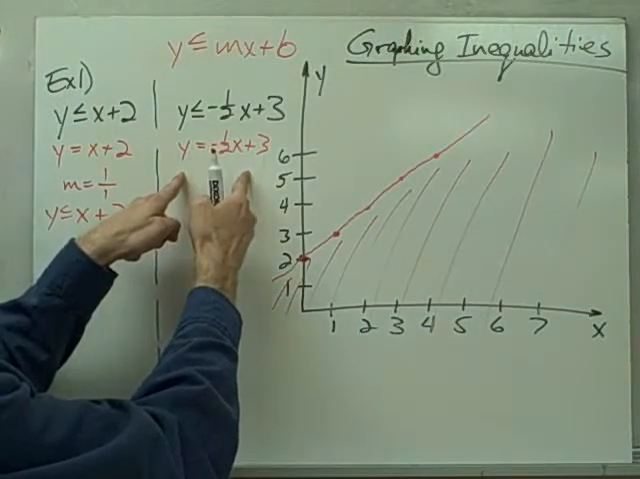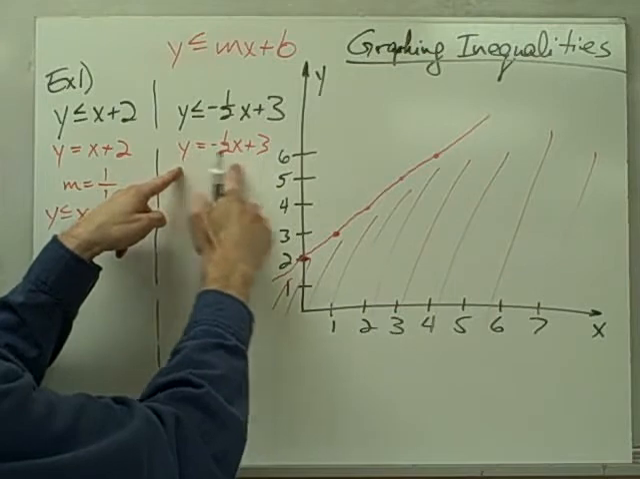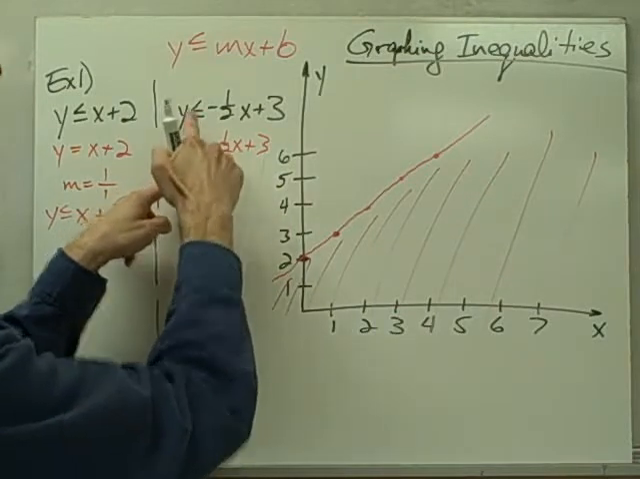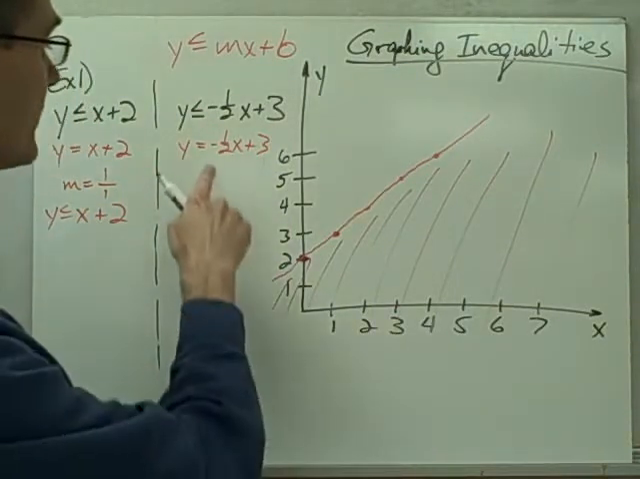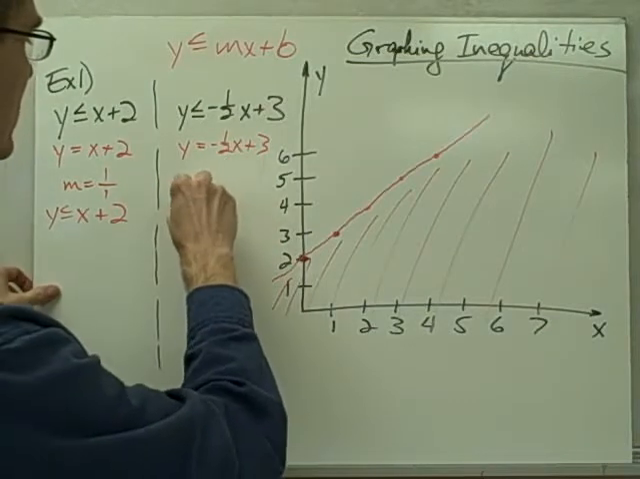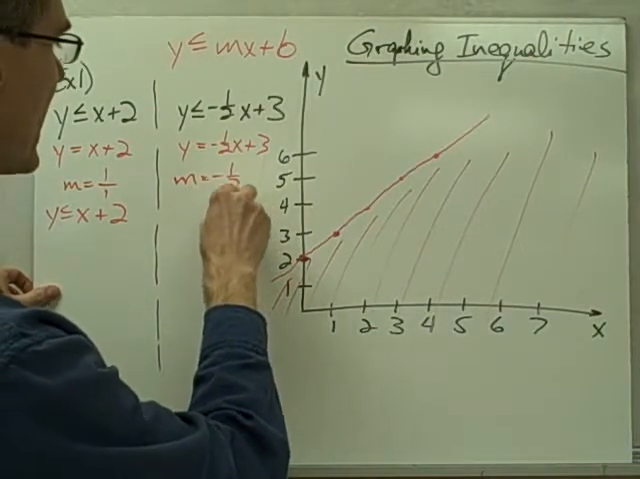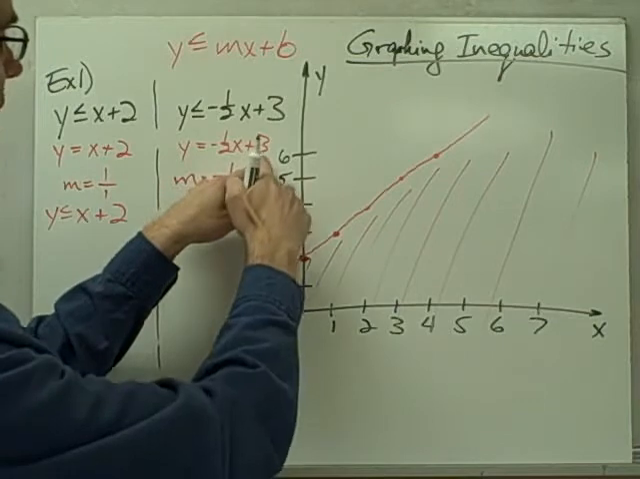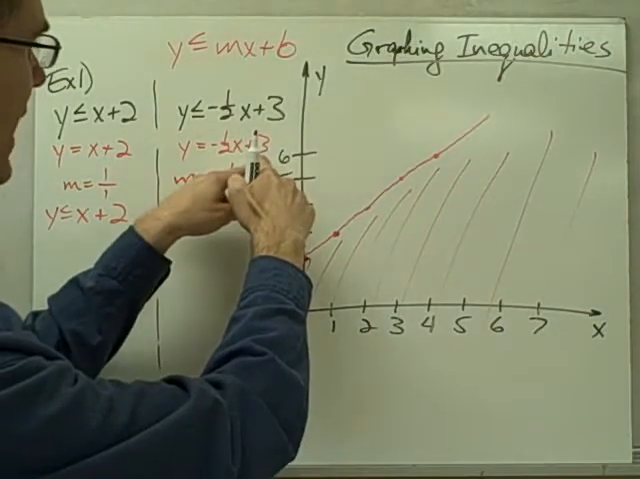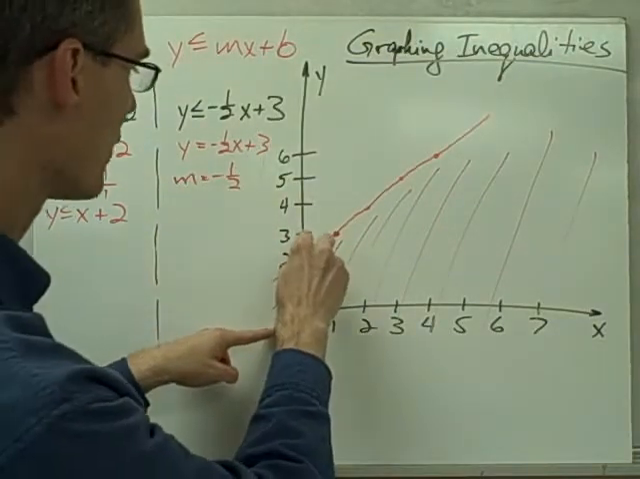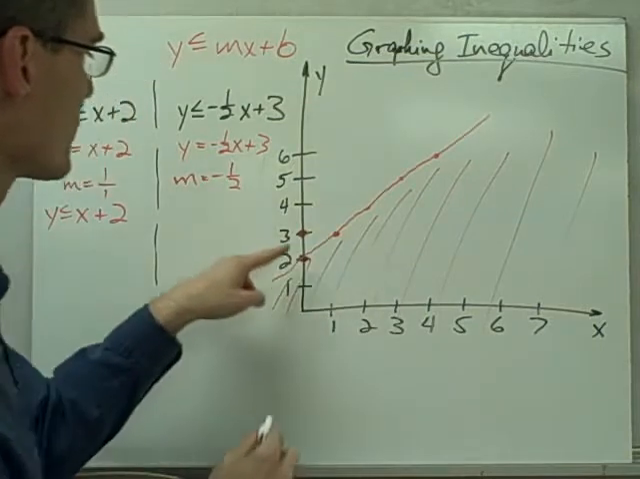All right, now let's go to this one. Once again, I've got this written as an equation. I just replaced my inequality sign with an equal sign. I know the slope of this equation is negative 1/2, and I know the y-intercept is plus 3. So let me go ahead and put my y-intercept point on here. My y-intercept is this point here, plus 3.